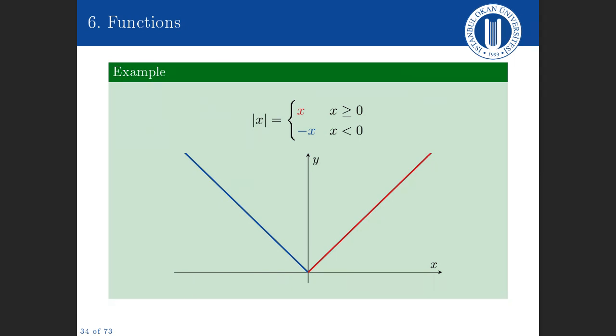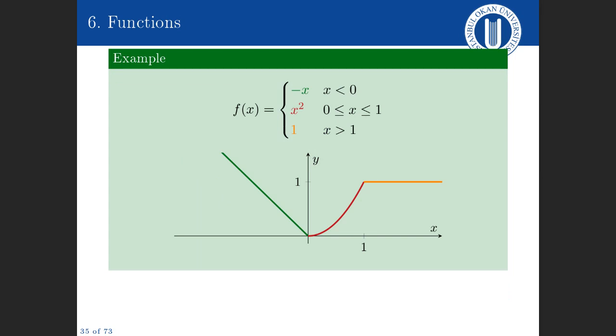Or one that's a little bit more complicated. f of x is minus x if x is negative, x squared if x is between 0 and 1, or 1 if x is greater than 1. And we can draw the graph like this.